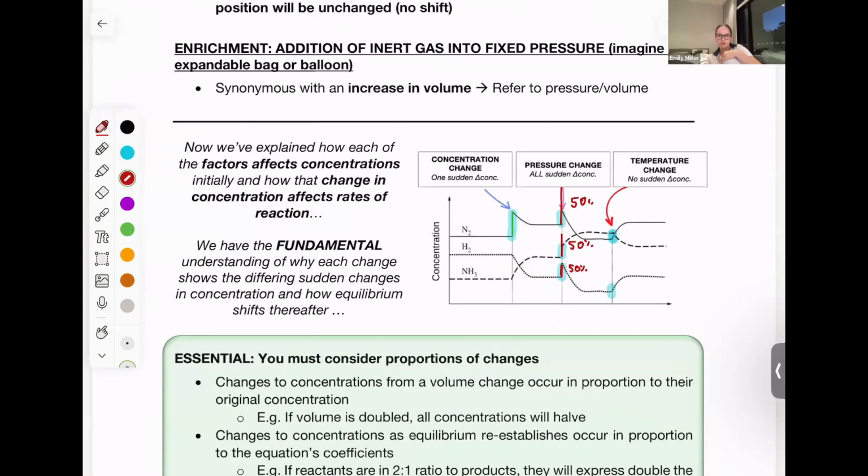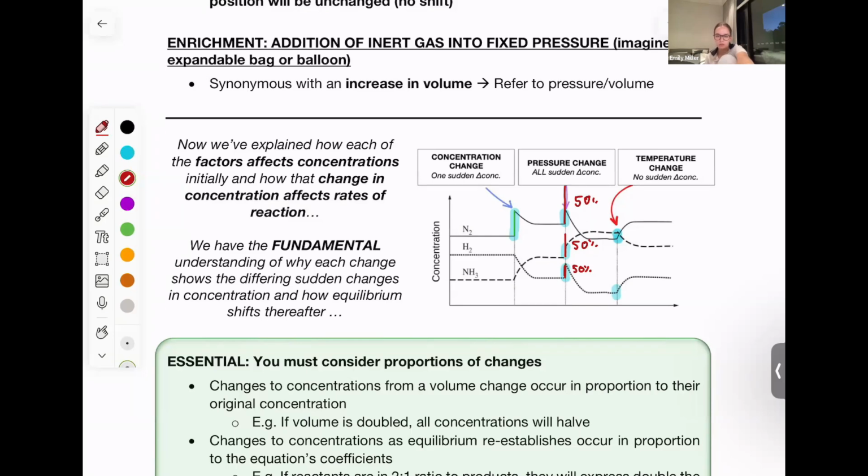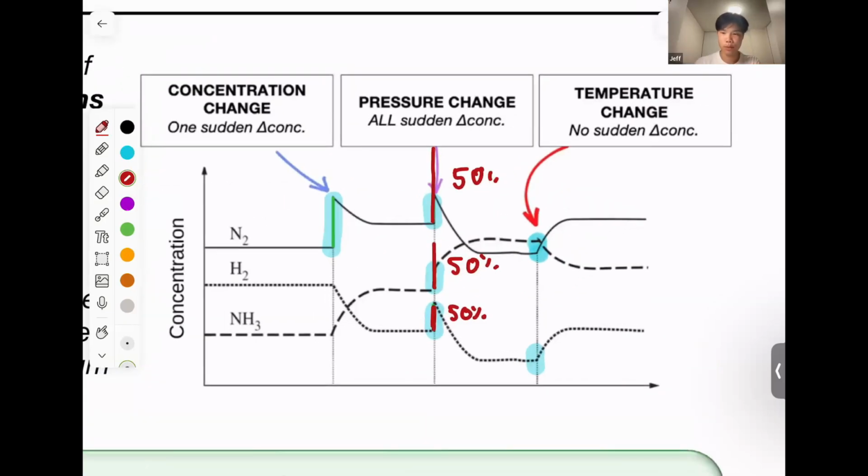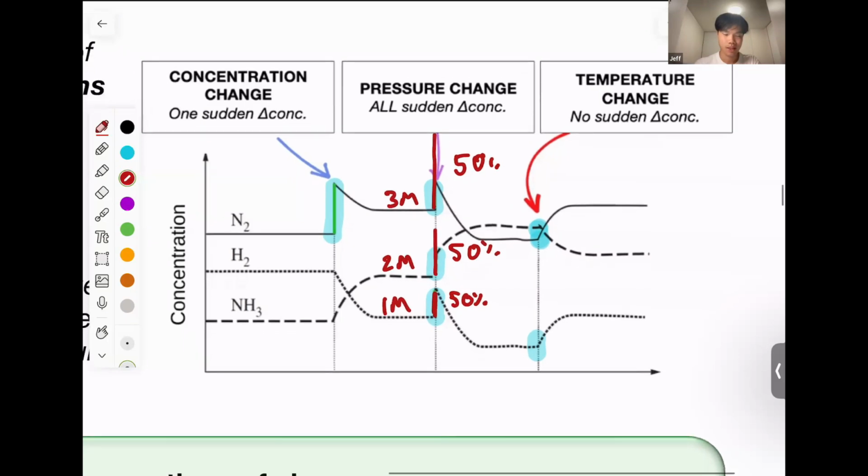I have a question, sorry. With the 50%, do you mean 50% of what it was just before the increase? Correct. 50% of what it was just before the increase. Because if we put numbers to it, say that the concentration here was 3 molar. This was, for simplicity, just accept these numbers, 1, 2, and 3. If you then halved the volume, what would you expect to happen to all the concentrations? Double. They all double. It's not like they all go up by 1 molar. They all change in the same proportion. It's a good question. Anyone else have any questions?